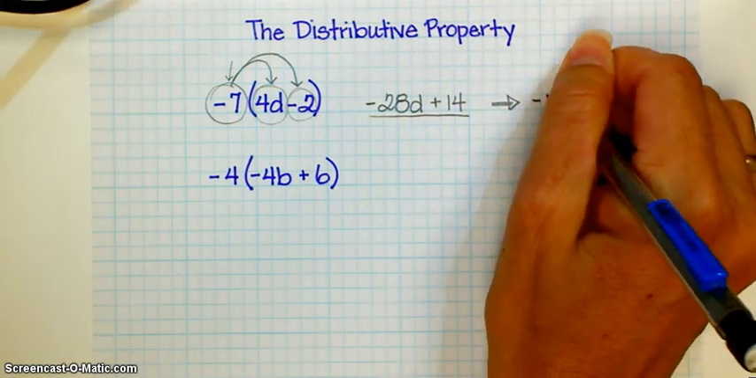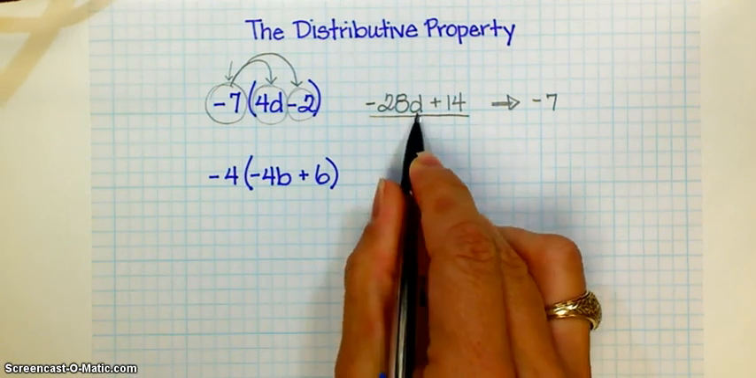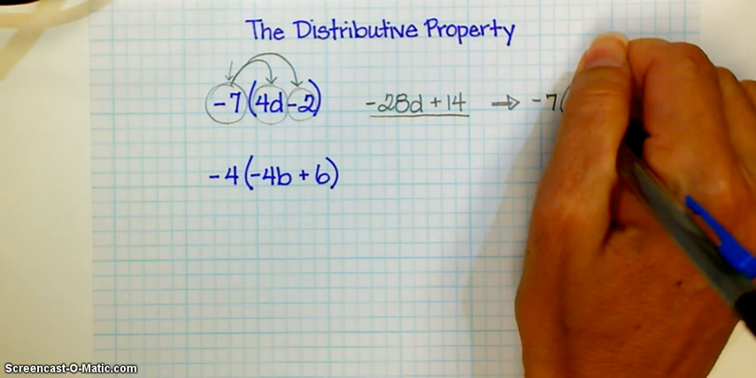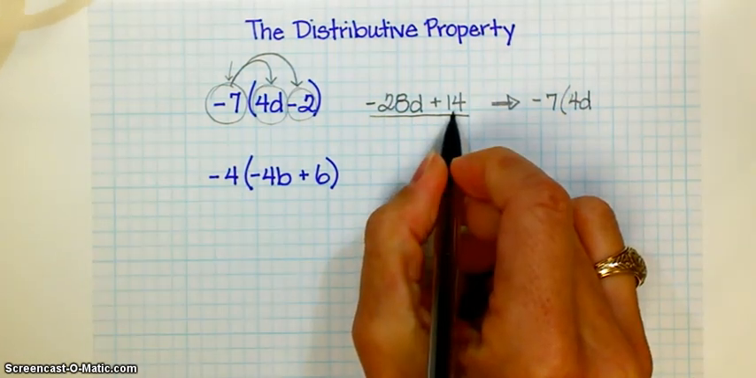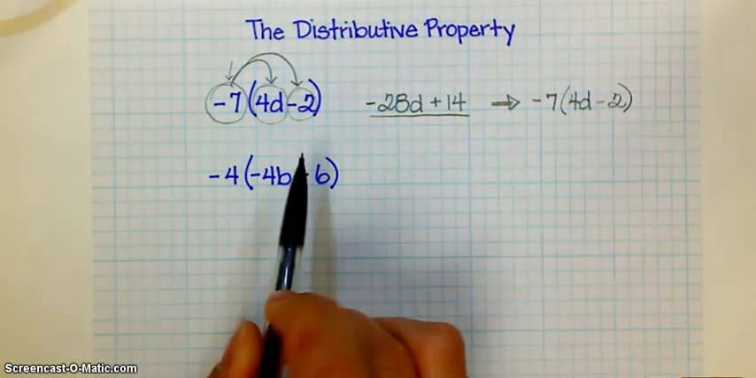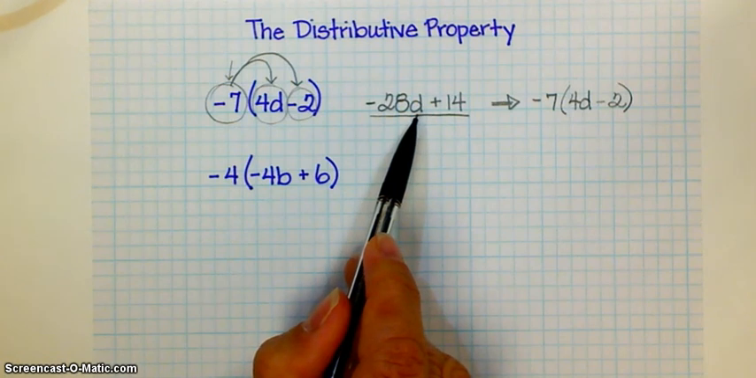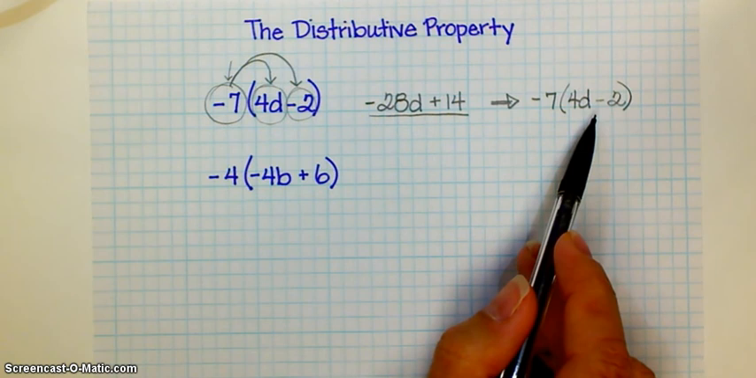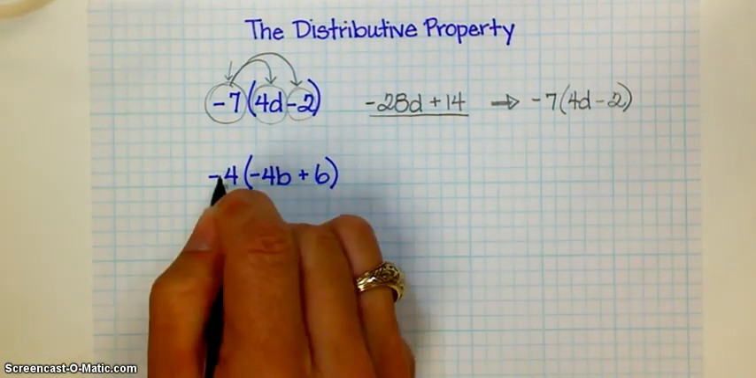I know that -7, if I pull it out of here, this term divided by -7 is 4d. And if I pull a -7 out of here, that leaves me with -2. Okay? So doing the distributive property to get rid of the parentheses, or undoing it basically to put it back in parentheses. Either way. All right, so this next one.